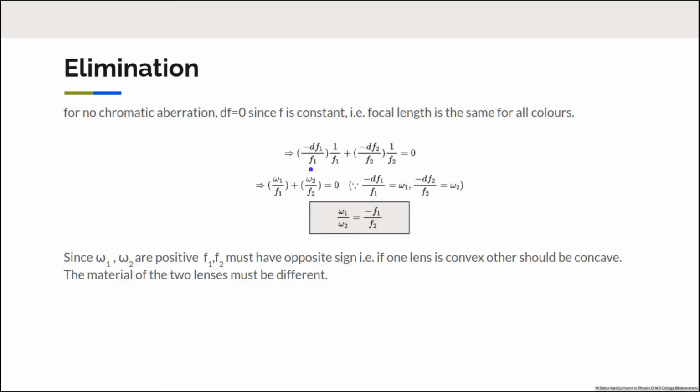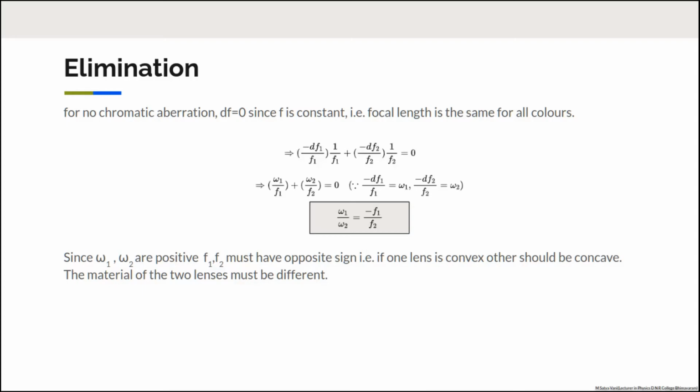Then minus df1 by f1 is nothing but, we know that dispersive power is nothing but minus df by f. Minus df1 by f1 indicates the dispersive power of the first lens, and minus df2 by f2 indicates the dispersive power of the second lens, that is represented by omega 2. Then substituting these values, we get omega 1 by f1 plus omega 2 by f2 is equal to 0, or omega 1 by omega 2 is equal to minus f1 by f2. This is the condition for achromatism in case of an achromatic doublet.